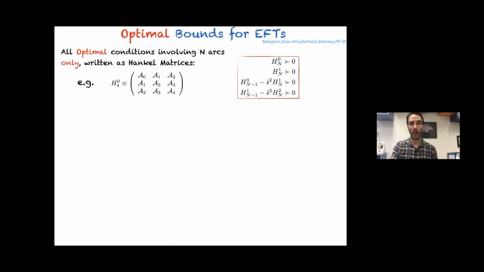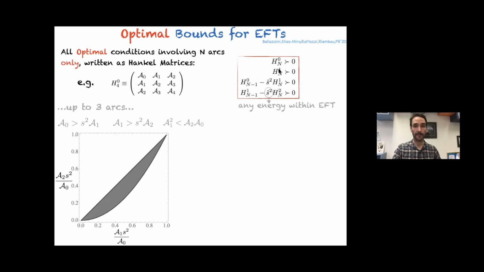So all optimal conditions involving at most n arcs can be written in terms of these Hankel matrices and these 4 conditions. These 4 conditions come from the fact that we had 4 types of polynomials in the previous slide. The first one we have already seen, H1n is basically the same one which starts with arc 1. And then there are these ones which I will perhaps refer to as inhomogeneous because they actually involve this energy. And I remind you that this is any energy within the effective field theory.